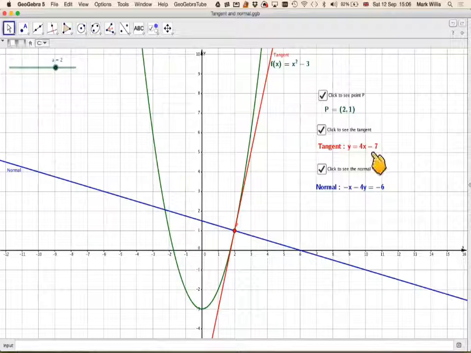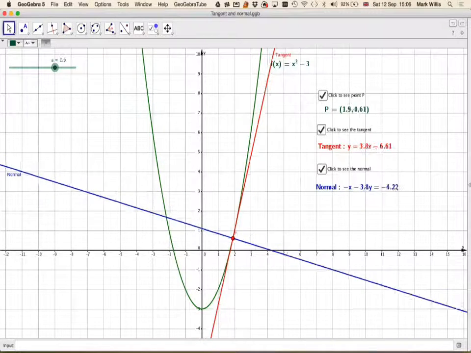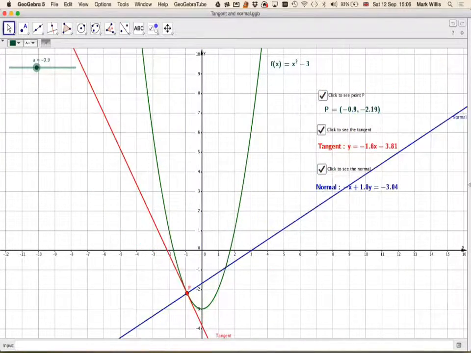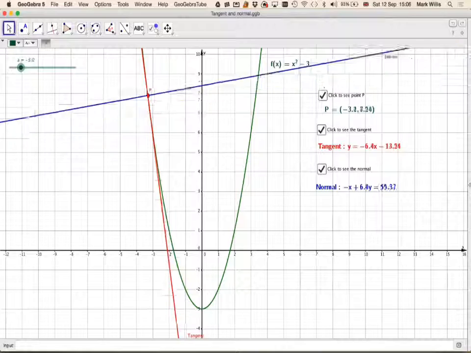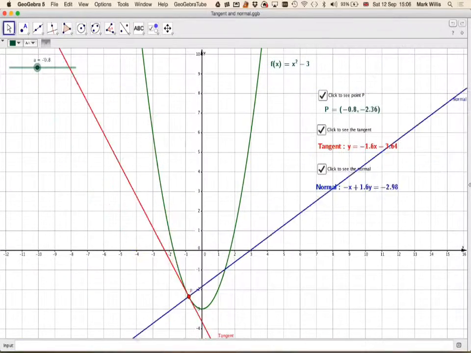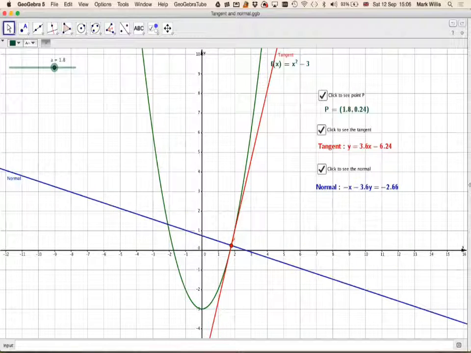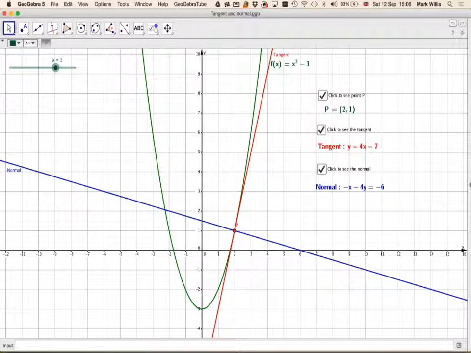It is possible to find the equation of the tangent and the equation of the normal, and this is what we're being asked to do. If I just move the slider around, you can see at any point we have a tangent, but the normal is always perpendicular to it. Okay, so just move it back to the point where we're being asked to find it, 2, 1. So we're now going to look at the steps needed in order to do that.